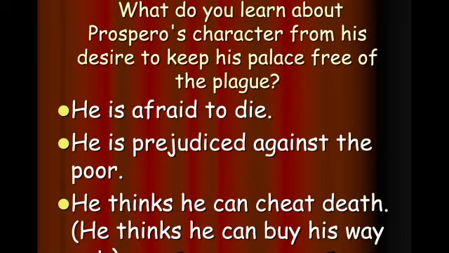So then let's look at the character of Prospero. Why would he have such a desire to keep his palace free of the plague? What do we learn about him? Well, he's afraid to die. He doesn't want to have people around him that might be bringing the Red Death. And so he brings everybody in that he enjoys, that he is close to. And so he is prejudiced against the poor, and he thinks he can cheat death. He thinks he can buy his way out by just saying, my own world is just inside my castle. We're not going to bring anybody or anything else in. So he seems to believe that he can cheat death by creating himself a new world unto itself.